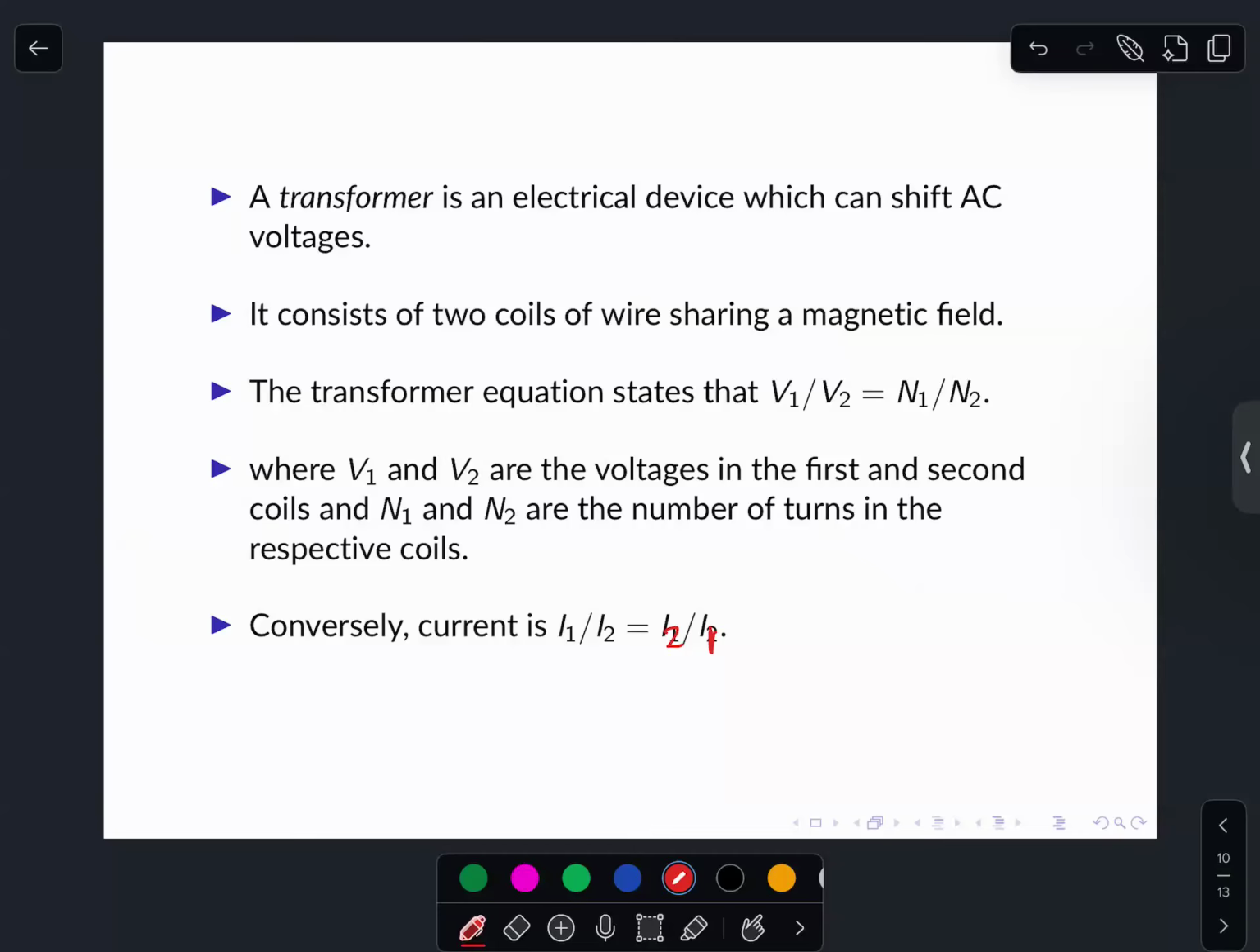So, look carefully. There was a typo. These should say ends as well. Sorry. The current is flipped. If you got twice as much voltage, you get half as much current. If you've got 10 times the voltage, you get 1/10 the current out. If you bring the voltage down, the current goes up by the same ratio, or by the reciprocal of that ratio.